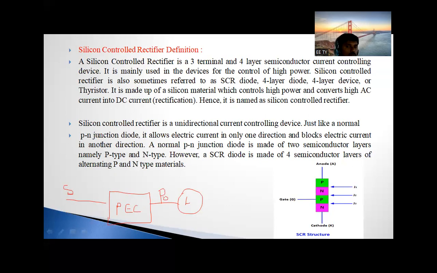So in order to control the power, whatever devices we are using should be controlling devices. अगर यहाँ पर diodes use किया, power controlling होता है क्या? Because diodes are not controlling devices. So definitely we have to use the SCRs. If we use silicon control rectifiers, then we can control the power. If this power is controlled, then the load is also controlled. So what we can say here is, it is mainly used in the devices for the controlling of high power.